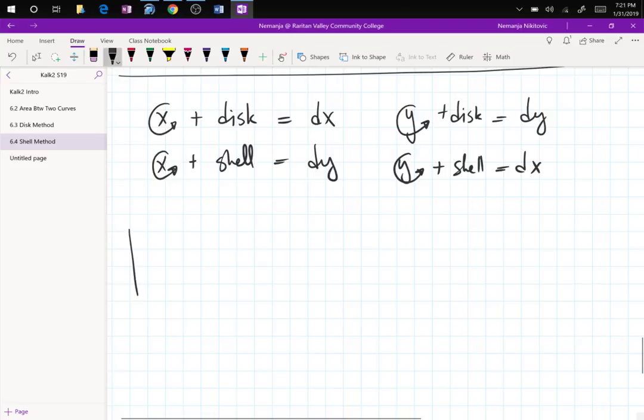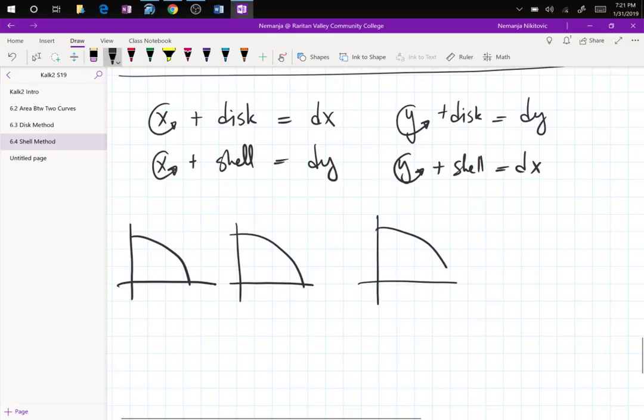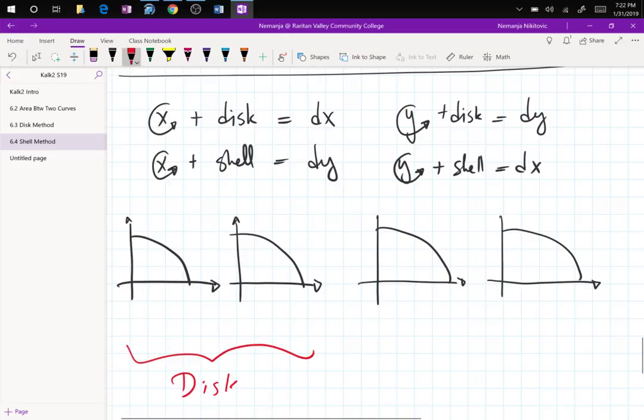So those 4 diagrams that you took pictures of earlier are crucial to learn which way we set these things up. So if I have my disk, and in blue over here, my shell. So 6.3 in red and 6.4 in blue.